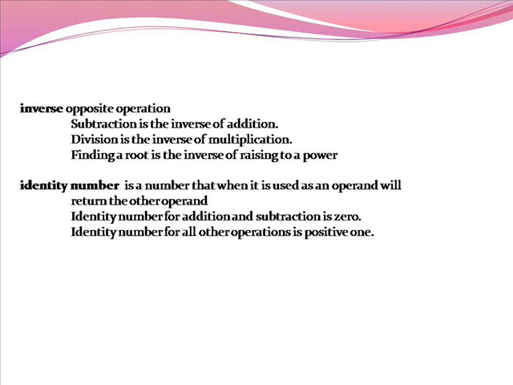The identity number is a number that, when it is added, will give the same result for both operands. The identity number for addition and subtraction is 0. The identity number for all other operations is a positive 1.